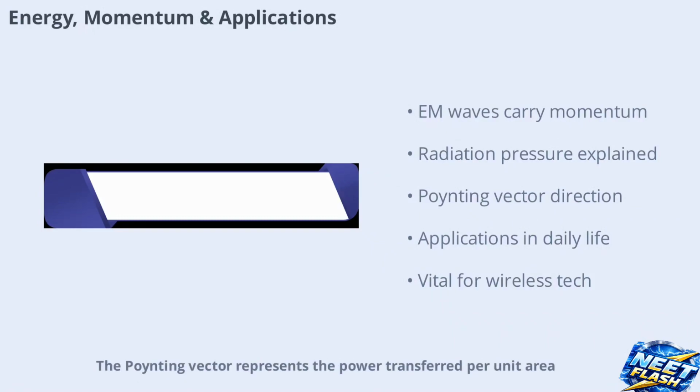EM waves are used in countless applications: radio communication, microwave ovens, medical imaging, night vision, and more. Their ability to transfer energy without a medium makes them vital for wireless technologies and scientific exploration. From the sun's rays to X-ray machines and radio broadcasts, electromagnetic waves shape our world and drive innovation.